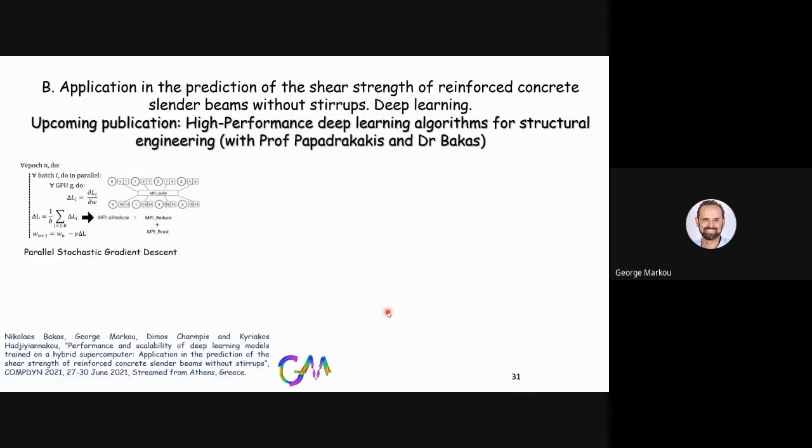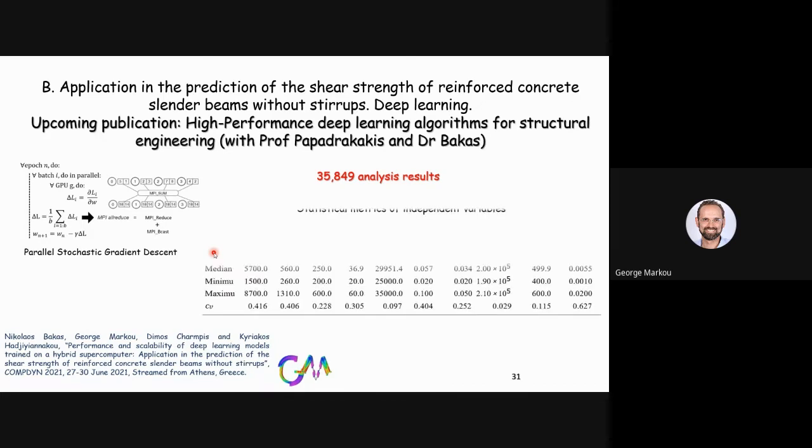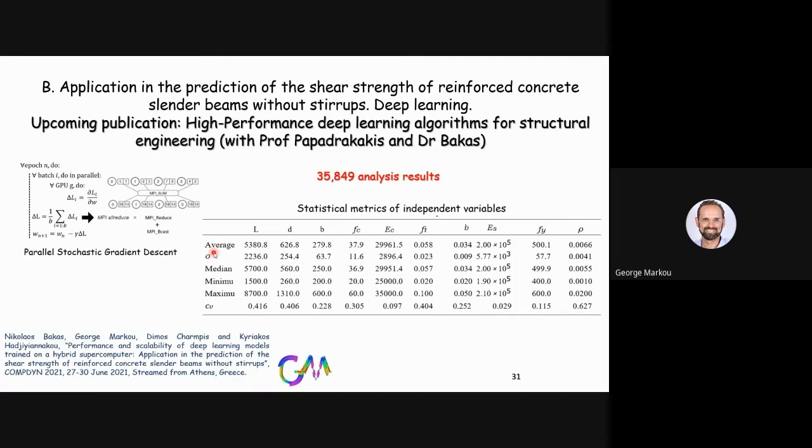Now, another very interesting upcoming publication is titled High Performance Deep Learning Algorithms for Structural Engineering, with Professor Papadrakakis and Dr. Nikolaos Bakas. And in this case, we use parallel training. So we developed an algorithm that is able to train in parallel, and we used an older data set of around 800 plus analysis results. And of course, you can see the statistical metrics here of independent variables.